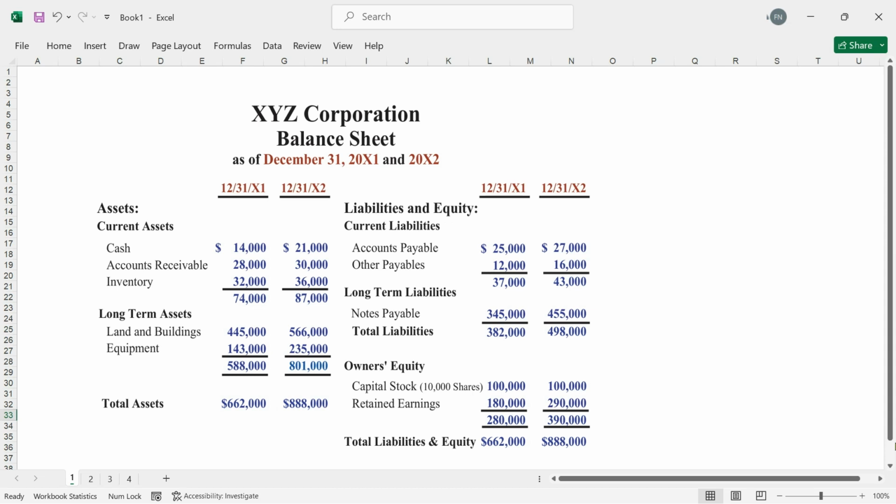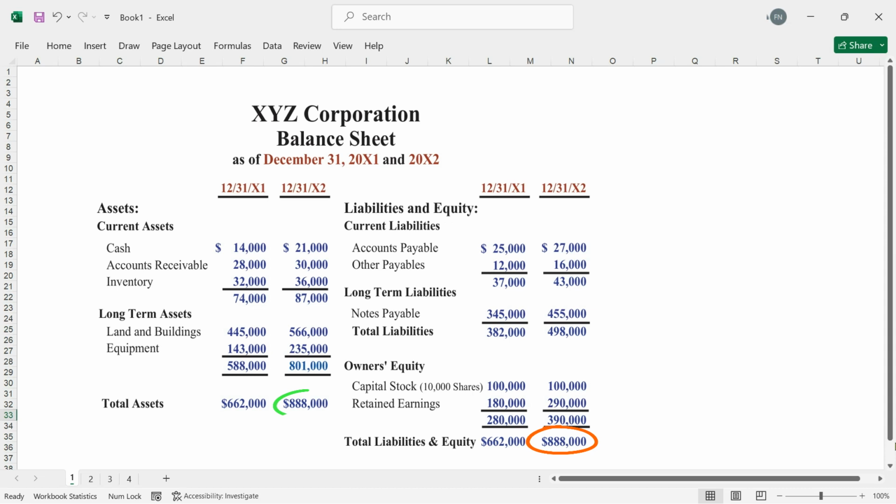And if we combine all of our liabilities, current and long-term liabilities, in this particular case, total liabilities amounted to $498,000, and the total owner's equity amounted to $390,000. Our total liabilities, current and long-term, and owner's equity amounts to $888,000.